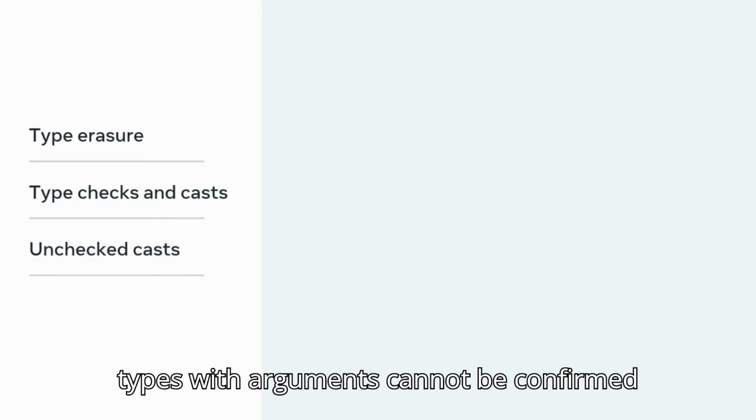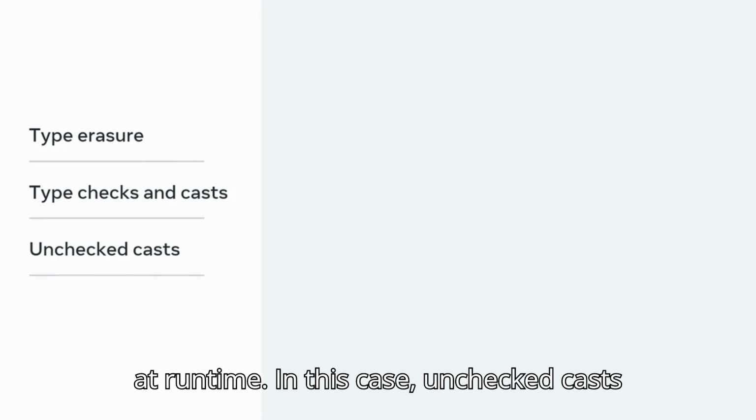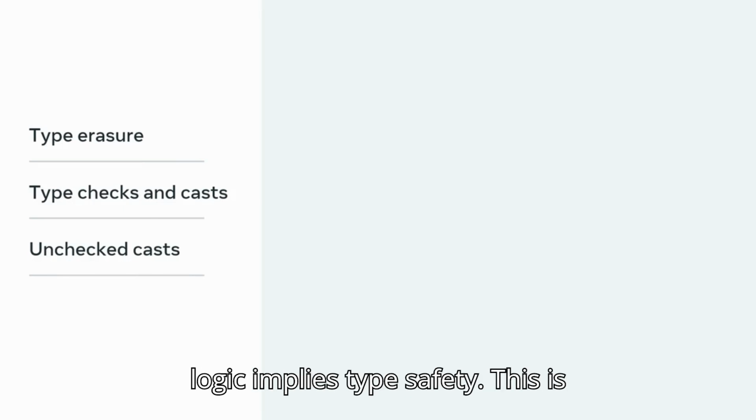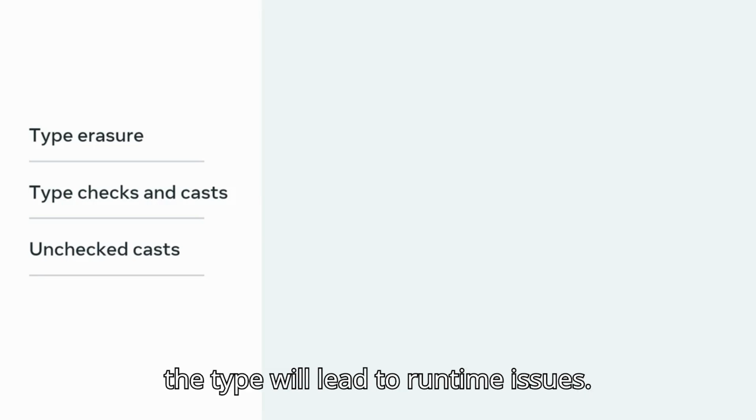Finally is the issue of unchecked casts. Type casts to generic types with arguments cannot be confirmed at runtime. In this case, unchecked casts can be written given that the program logic implies type safety. This is critical, as any mistake while defining the type will lead to runtime issues.